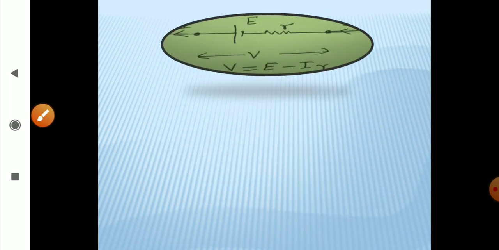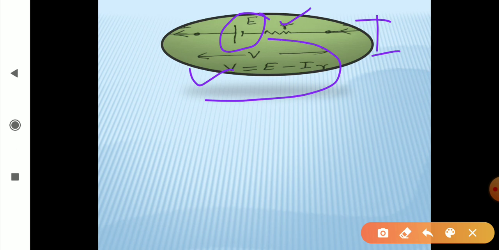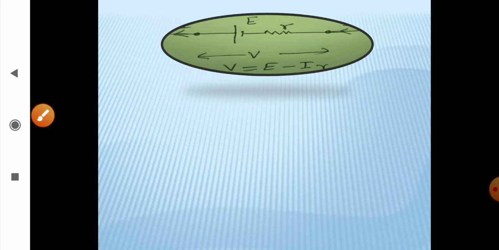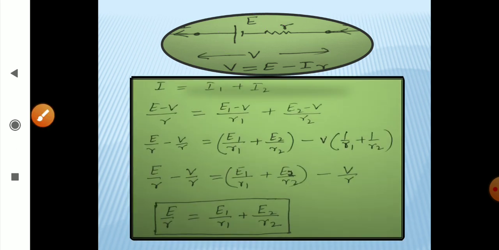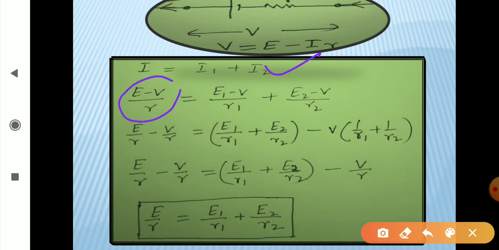Now I've drawn this equivalent circuit, you see. And removing both combinations, if we have only one cell E with internal resistance R, and they are giving the same current I, same current I is given by it, then this V is equal to E minus IR, right? And see again here, I is equal to I1 plus I2. In place of I, we have put E minus V upon R.